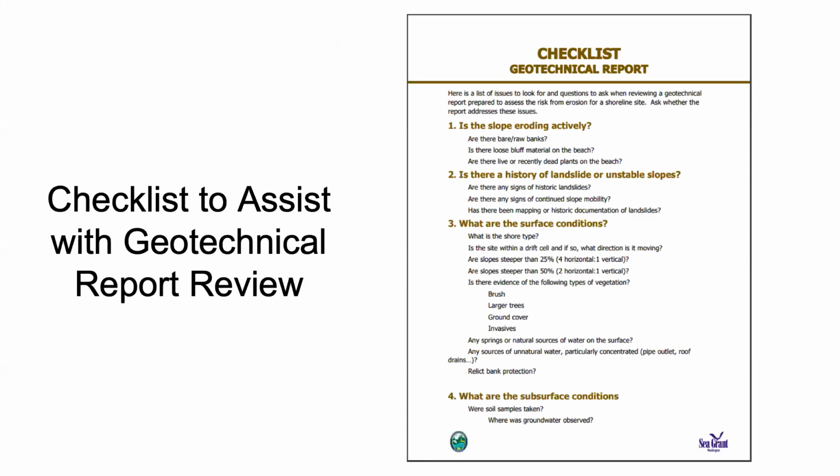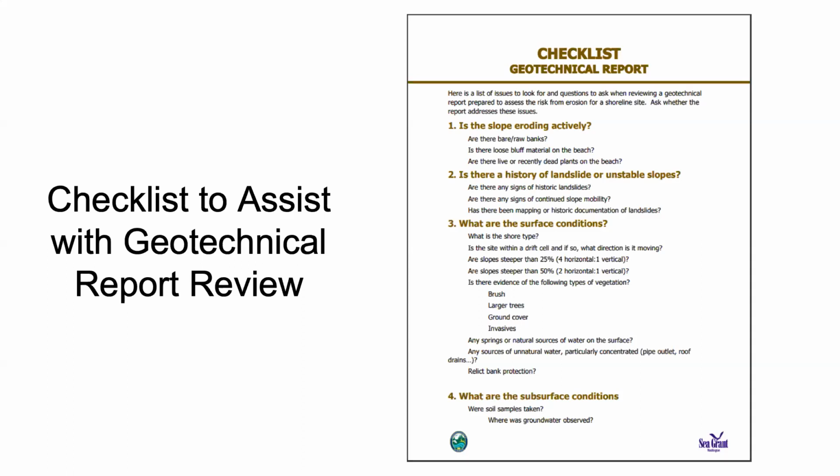One of the tools that we've created is a checklist to assist with review of geotechnical reports. This document is available as part of your handout packet that you can download either from your reminder email or from the Coastal Planners Group website. This geotechnical report checklist, which you can see here, walks a reviewer through the technical questions that the report needs to be addressing. So this checklist can help planners and permit reviewers by identifying the types of technical information that should be found in a satisfactory geotechnical report.